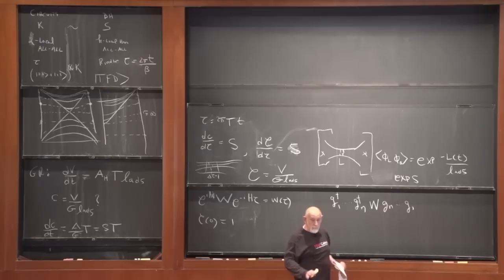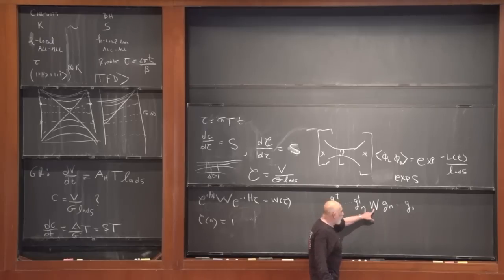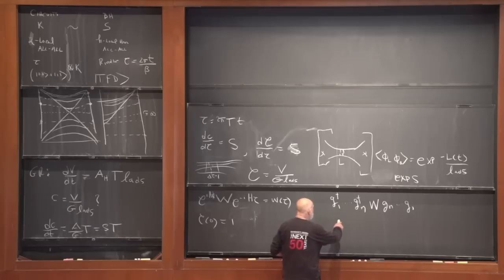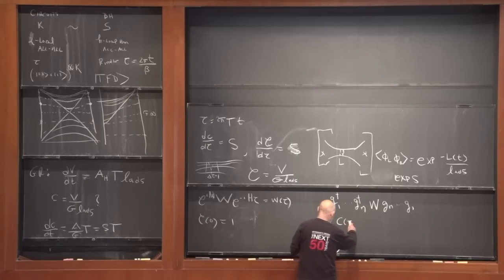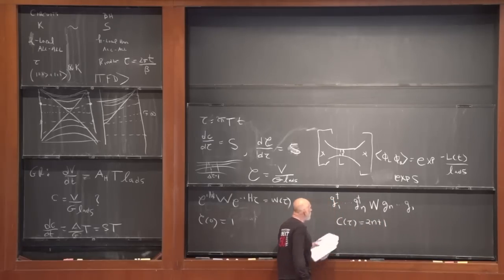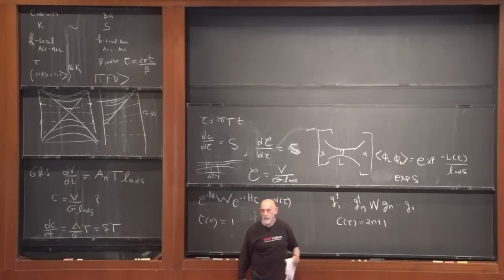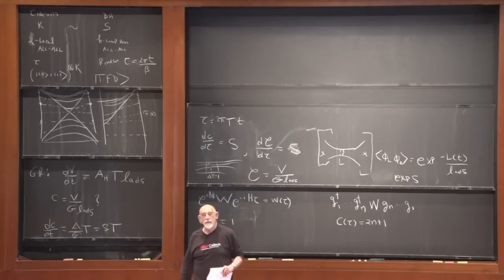Now, first of all, I can bound it. I've built it up out of 2n plus 1 gates. So the complexity, let's call it C of tau, cannot be bigger than 2n plus 1. Is n the number of gates? Say it again.